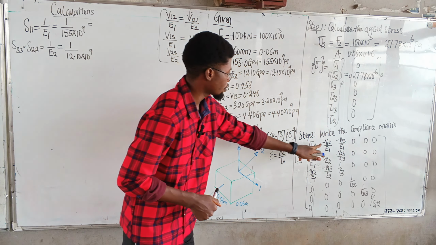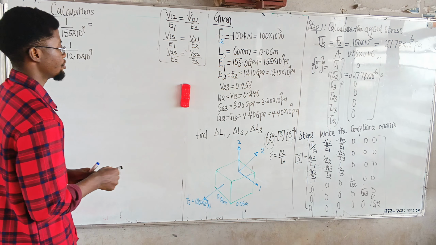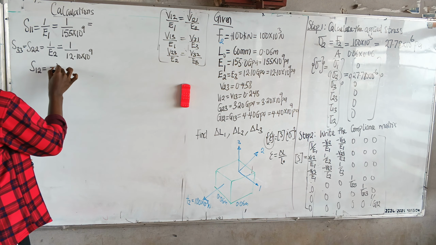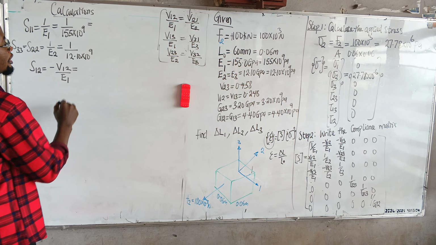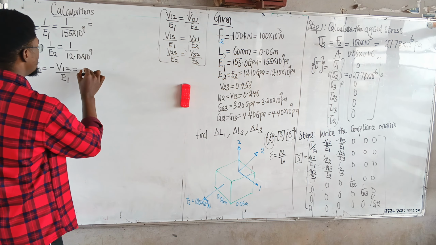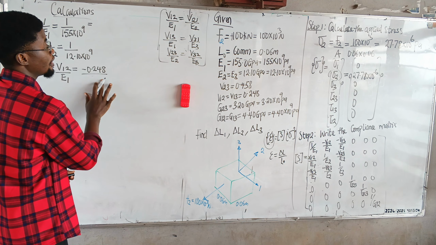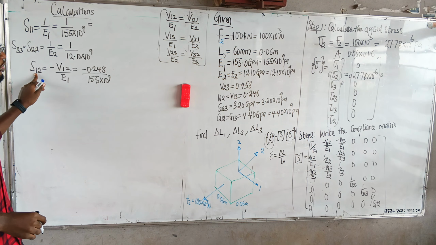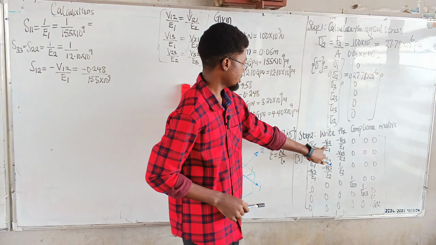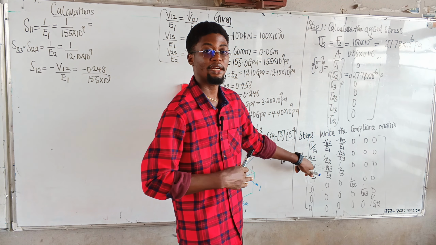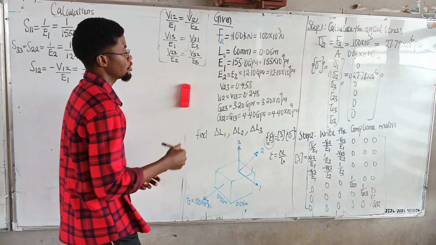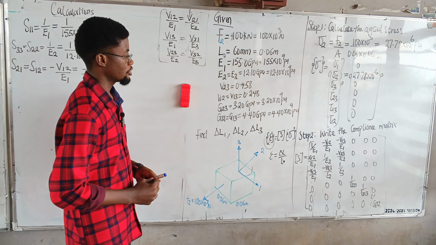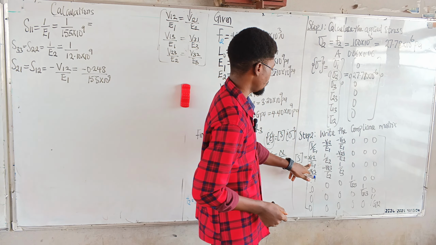These are the Poisson ratios. For the Poisson ratios, I have S12. S12 is minus V12 over E1. What's minus V12 over E1? That is minus 0.248 divided by E1, which is 155 times 10 raised to power 9. And the value I get for S12 is still the same as S21 because they are symmetric, because of this relationship. So it's still the same thing as S21, right? So we have a value for this, we have a value for this.